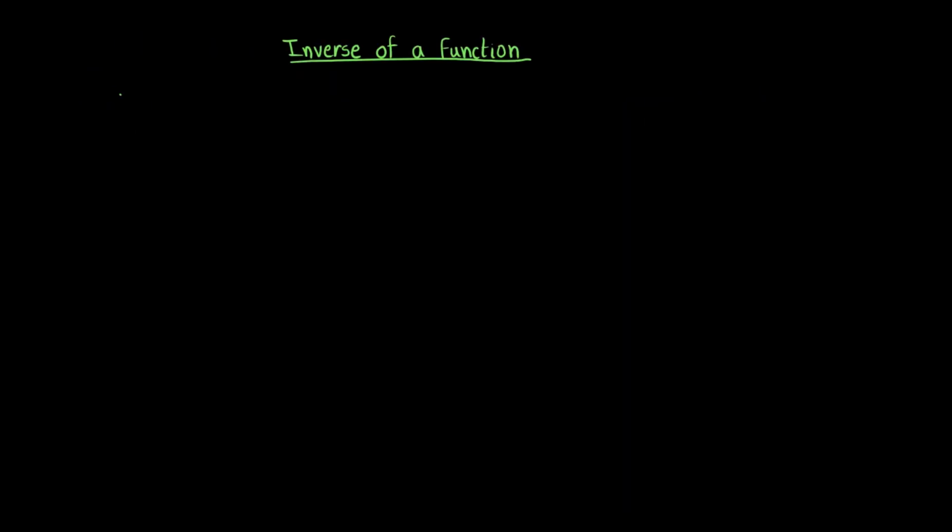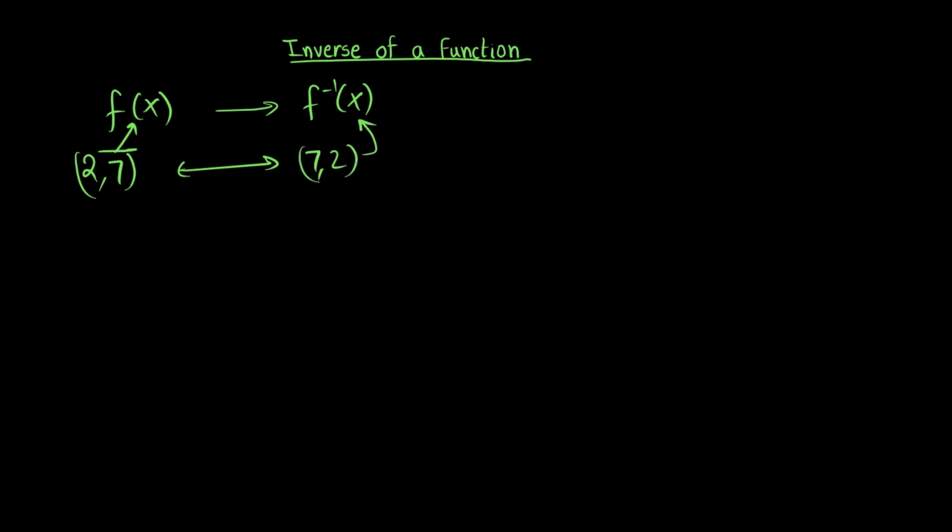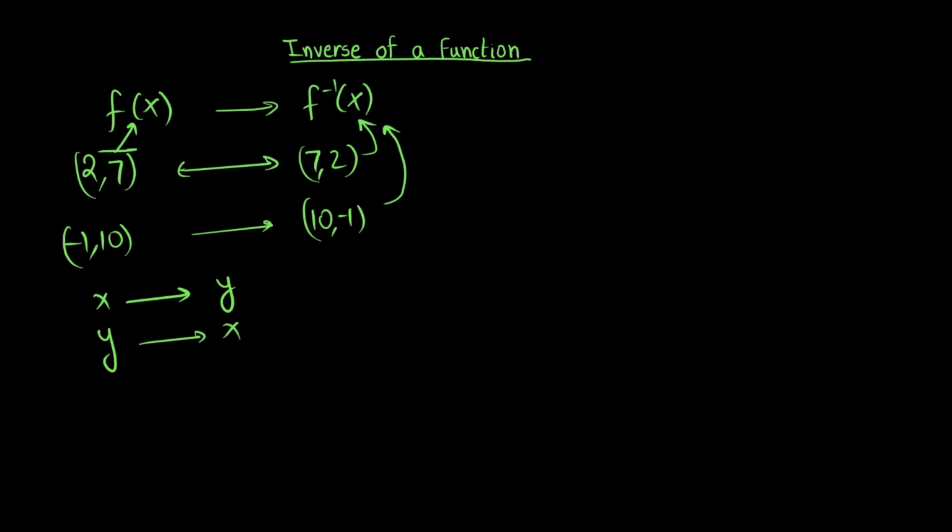Let's start. For a function f(x), the inverse is written as f inverse x. If you have point (2, 7) lying on the original function f(x), then the x and y values will flip. This is (7, 2) that will lie on the inverse function f inverse x. If (-1, 10) lies on f(x), then (10, -1) would lie on f inverse x. The x and y values flip. The x becomes y, and the y of the original f(x) becomes x of the inverse function f inverse x.